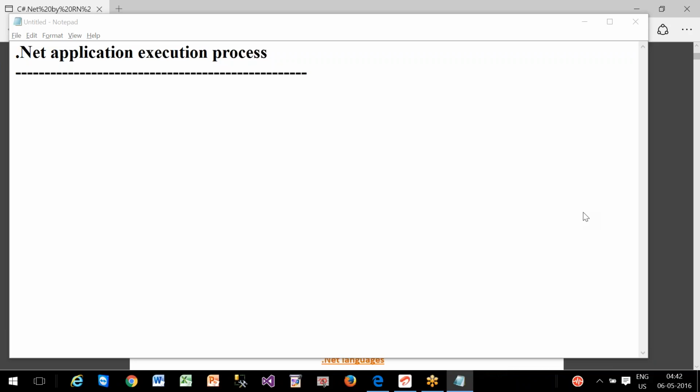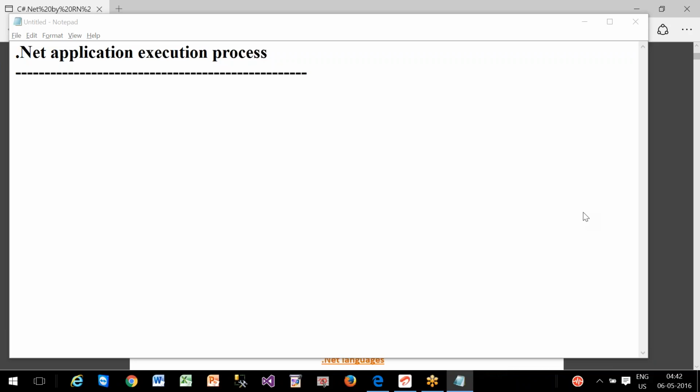Right. So here, MSIL stands for Microsoft Intermediate Language Code. JIT stands for Just-in-time compiler. What is the role of .NET language compilers here? Totally in the .NET application execution process, what is the role of .NET language compilers?